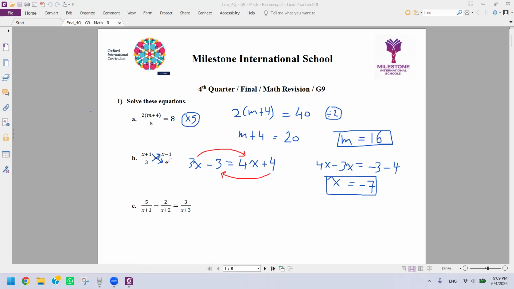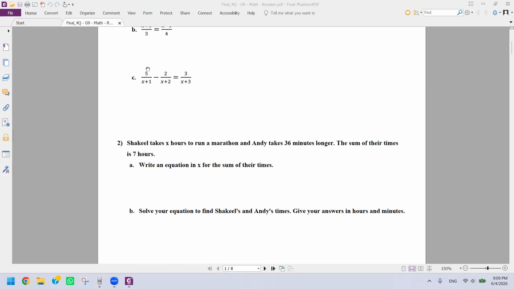Then part C, it says 5 over (x plus 1) minus 2 over (x plus 2) equals 3 over (x plus 3). Here it's not a fraction equal to another fraction. I cannot do cross multiplication directly. So first I have to simplify these two fractions. Like I have to subtract them, so they can be one fraction. So how do I subtract them? We know that in addition and subtraction, if denominators are not the same, I cannot work them out. So I have to make the same denominator.